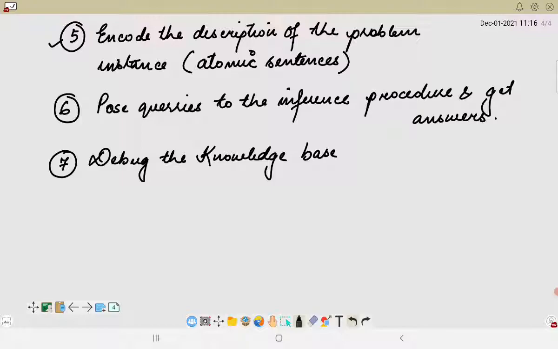Then we have to pose queries to the inference procedure and find out whether we are getting the answers or not. And finally, if there is any bug or error in the knowledge base, we have to debug it. And after that, we can consider that the knowledge base is successfully implemented. So these are the things associated with the knowledge engineering process when we are considering simple first order predicate logic.